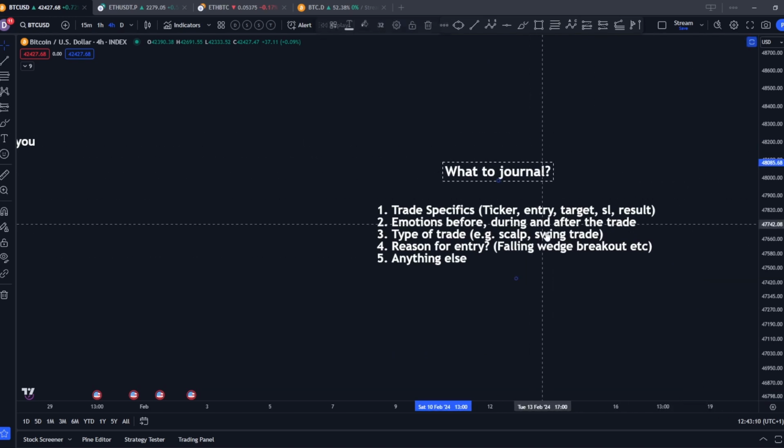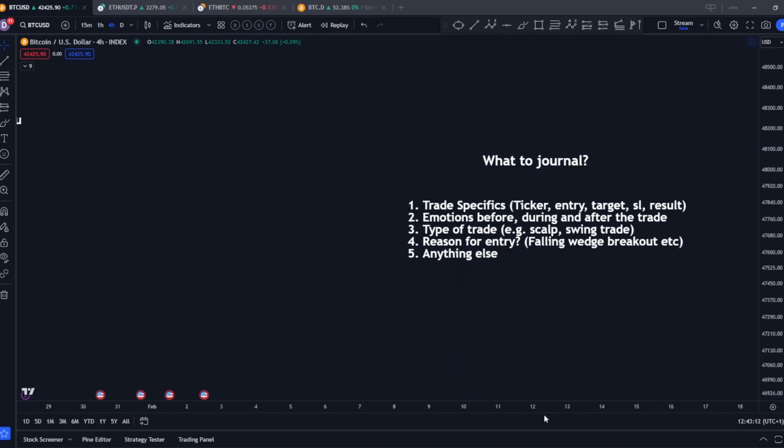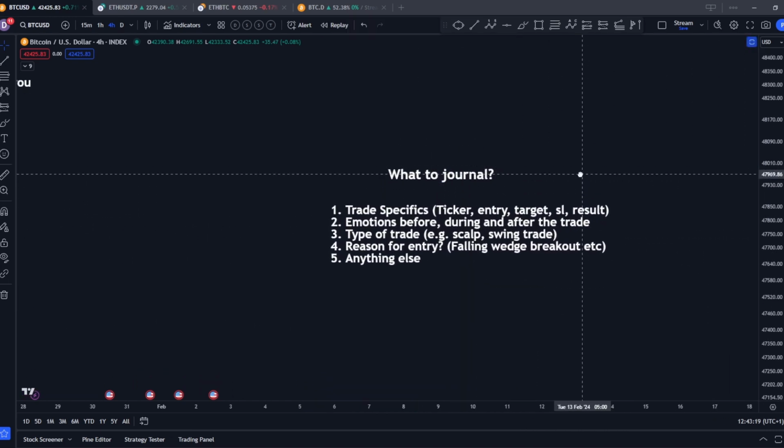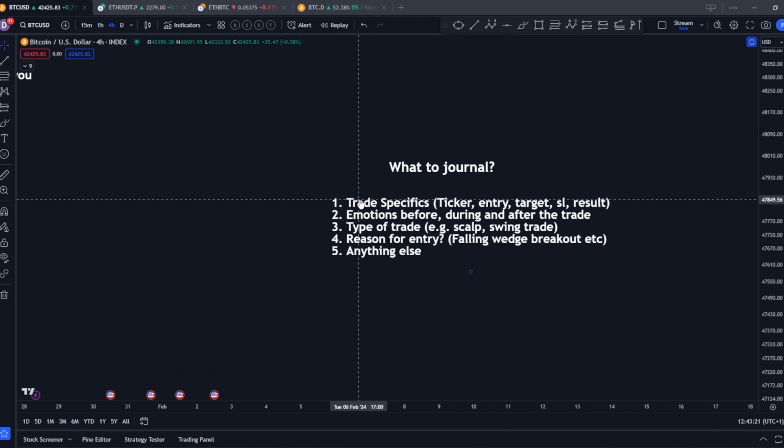Obviously, I'll get some guidelines for you guys which might be interesting. In this case, the main things I would track or write down are the specifics of the trade. So like the ticker you're trading, how your entry, target, and stop loss were, and your results. So did it end up being a win? Was it a good win? Was it a break-even trade? All that kind of stuff.